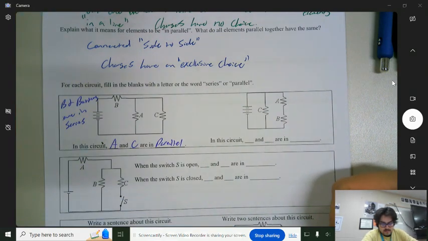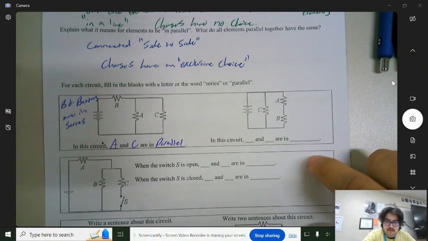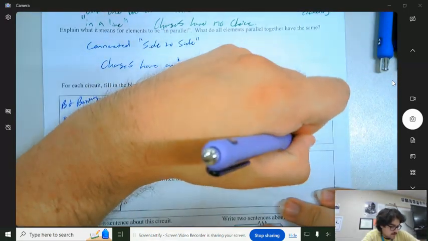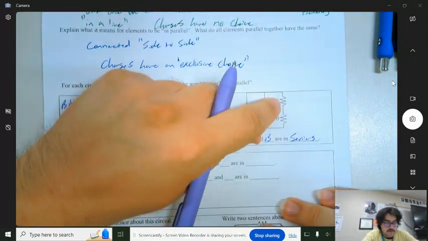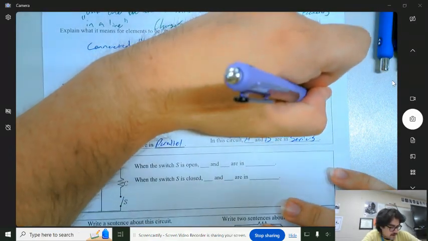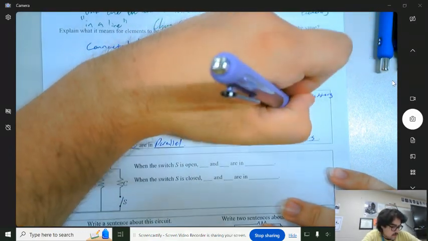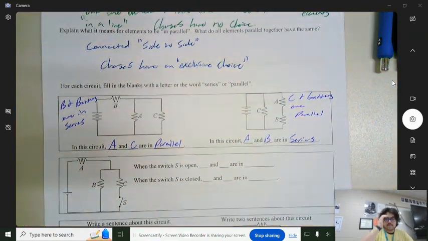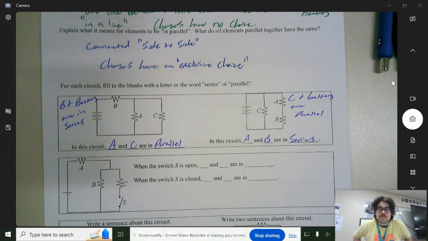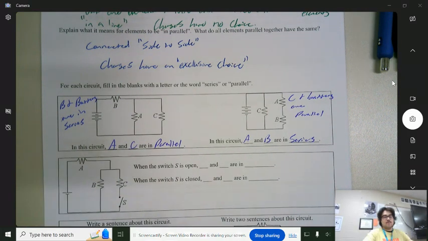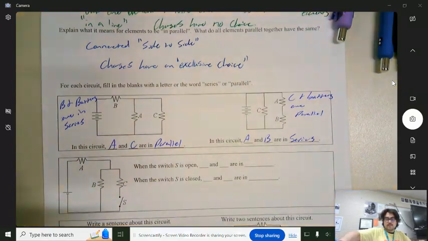In this other circuit, you can say that A and B are in series with each other. Meanwhile, C and the battery are parallel. C and the battery are parallel to each other because there's a junction between them, but A and B, there's no junction between them, therefore they are in series with each other.